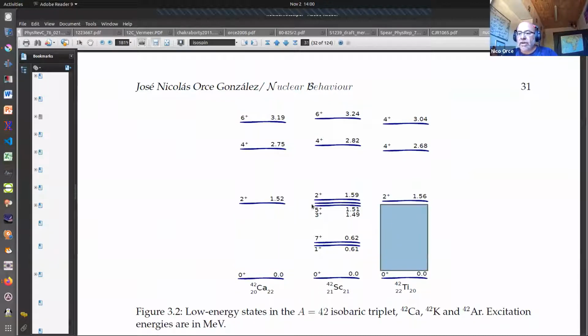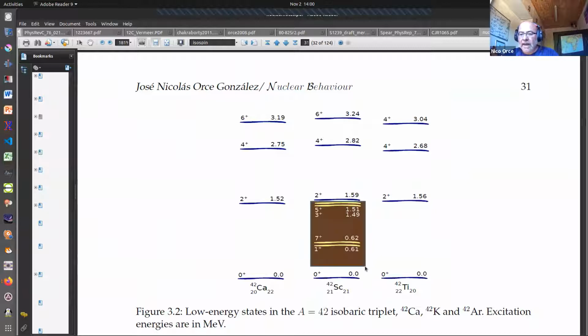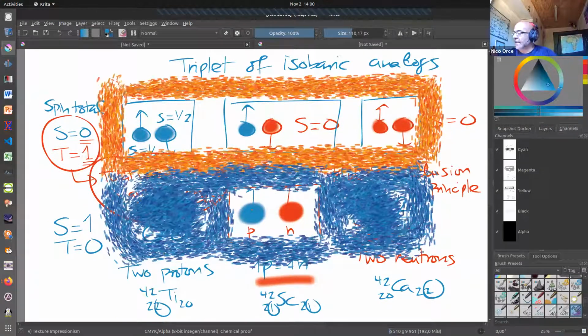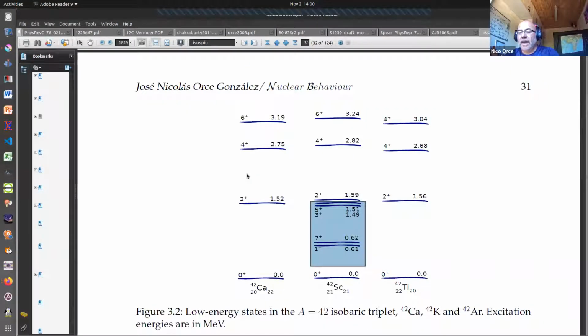And as Garinchuti says, all these guys are isospin S equal to one, pointing up, and T equal to zero, right? So these guys are pointing up because they can do so, because they are not the same particle. And these states, which you see here, they are all T equal to zero, S equal to one.